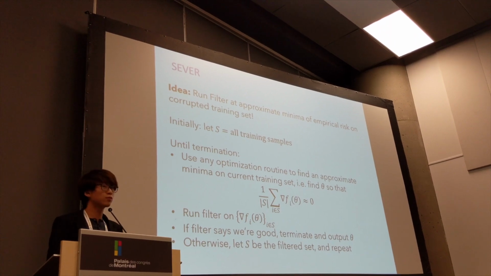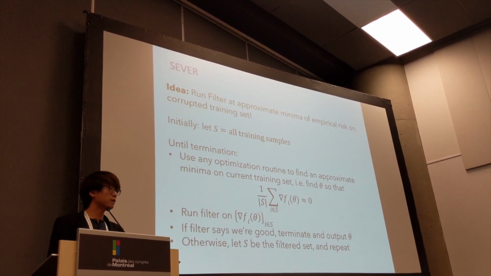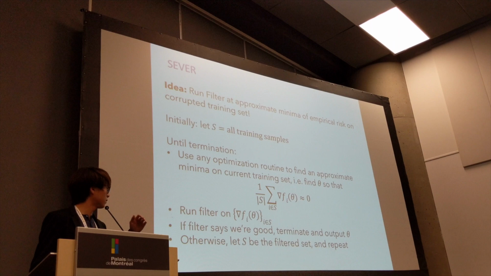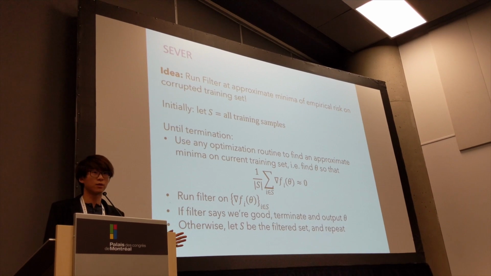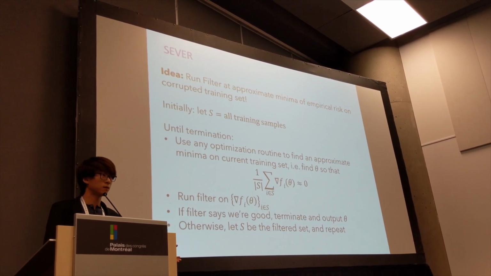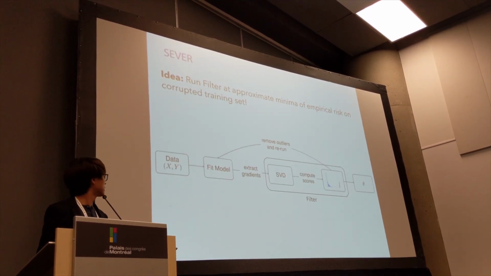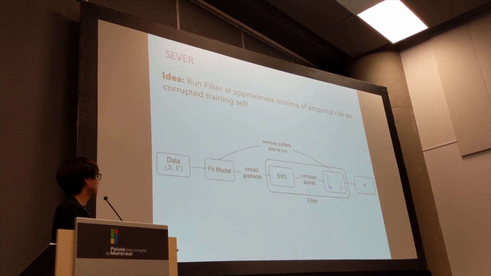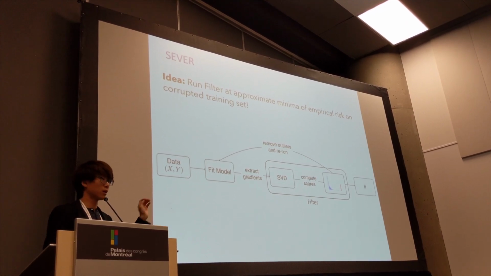So find this theta, and then run the filter on the gradients of your functions, evaluated at this point theta. Now the filter will tell you one of two things. Either it says that we're good, it returns a certificate, and at this point we terminate and output theta. Otherwise we throw away all the points that the filter tells us to throw away, and we repeat. So it's a very simple framework. Pictorially, you have theta, you fit a model, you extract gradients, and then you run the filter, which is just some simple approximate SVD-based algorithm to compute some approximate scores, and throwing away points based on the scores.